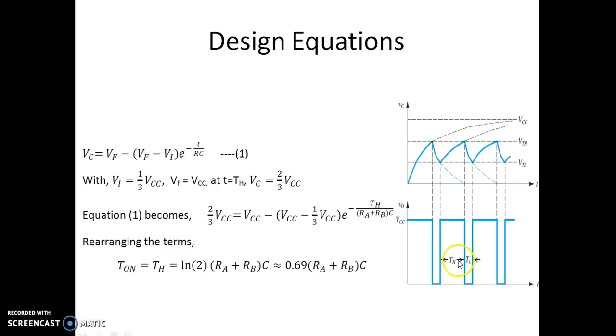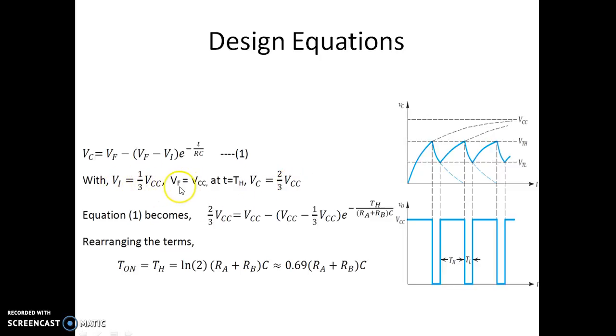During this estimation of TH, you can see this is the initial voltage. The initial voltage of the capacitor is VTL. VTL is nothing but 1/3 of VCC. If the capacitor is allowed to charge for infinite time, it will go to VCC. So V final is equal to VCC. But when time is equal to TH, the capacitor voltage reaches VTH. VTH is nothing but 2/3 of VCC.